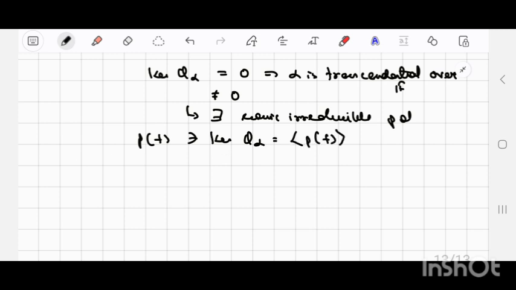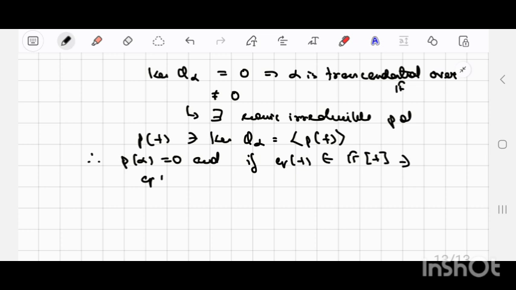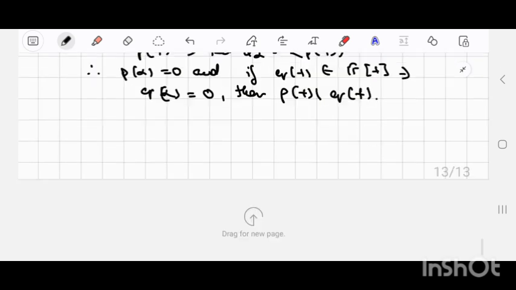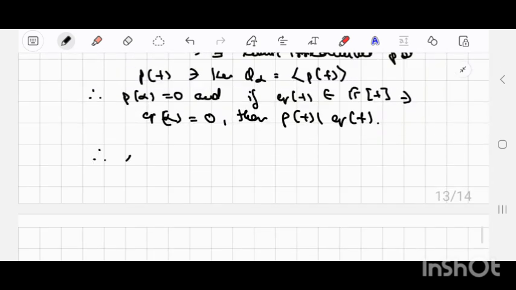And what does this typically mean? Therefore, P of alpha is 0, and if Q(t) is in F[t] such that Q of alpha is 0, then P(t) must divide Q(t), right? So, in other words, therefore, alpha is algebraic over F.